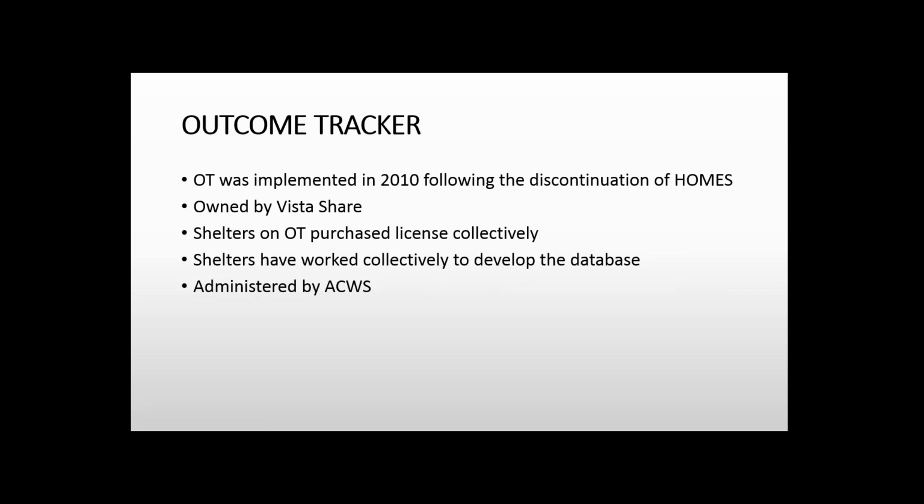Outcome Tracker was implemented in 2010 when HOMES was discontinued. It was a great opportunity, and the shelters and ACWS collaborated on identifying Outcome Tracker as a database that they could design and own together. They purchased a collective license and have been working to develop the database in a way that really reflects that larger picture of their work. And we as ACWS administer the design of Outcome Tracker.